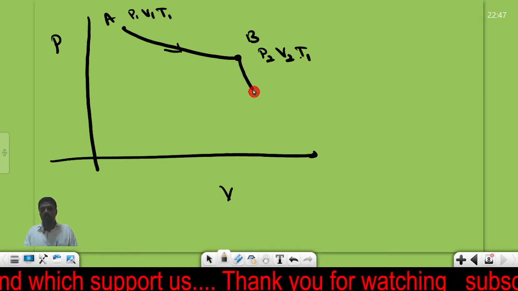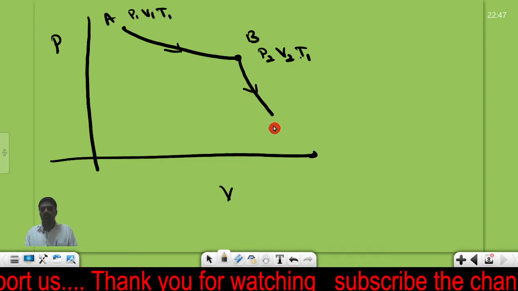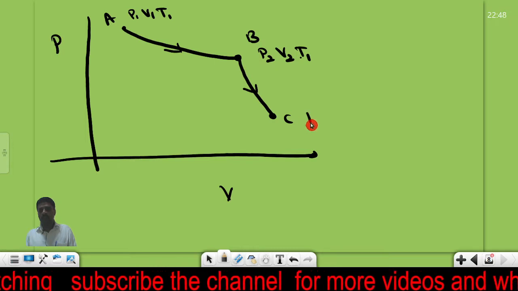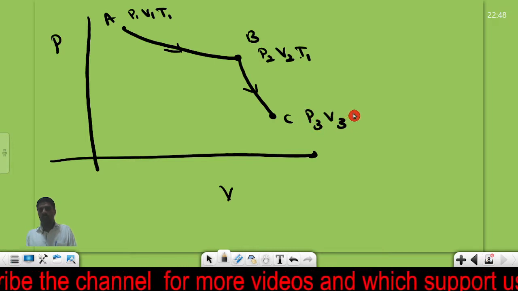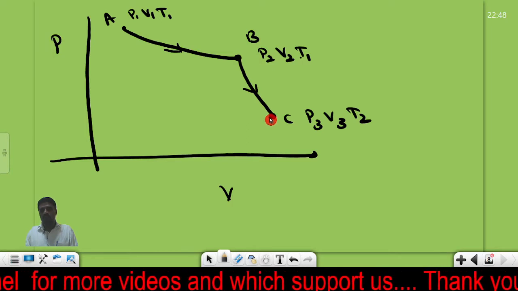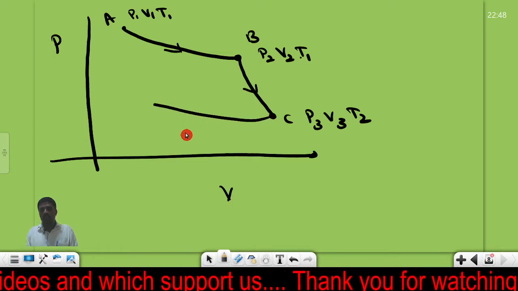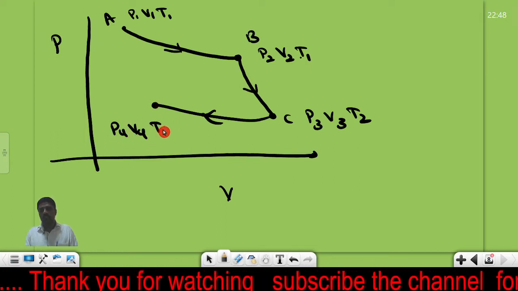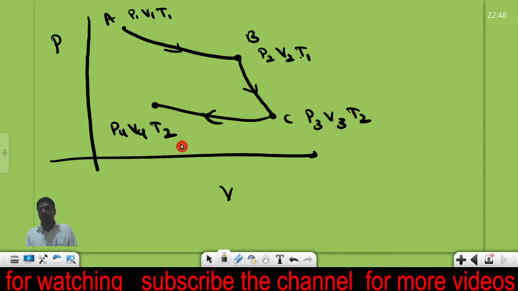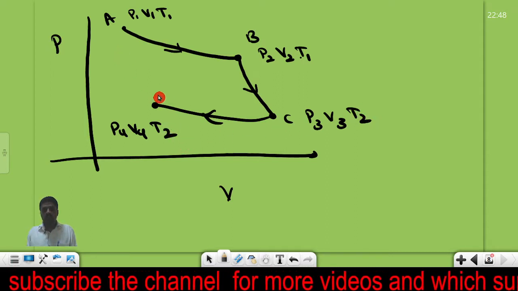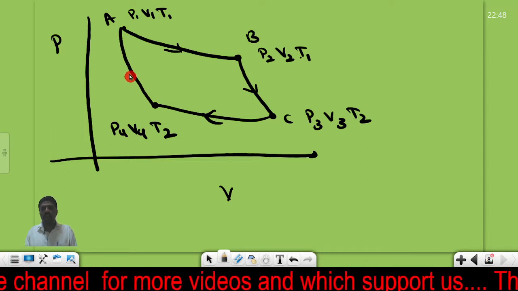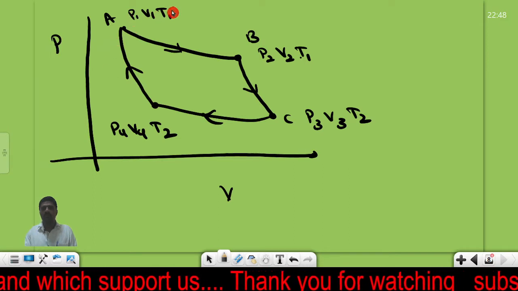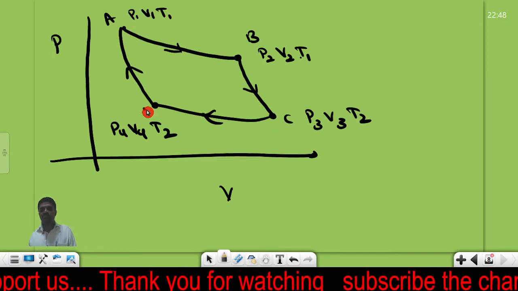From B it undergoes adiabatic expansion up to point C. In adiabatic expansion the temperature and volume change, and the temperature becomes T2. Then it goes to isothermal compression, where again we have P4, V4 and T2. Again, with the help of adiabatic compression, it returns to its initial state, P1, V1 and T1. So this is C, and this is D.